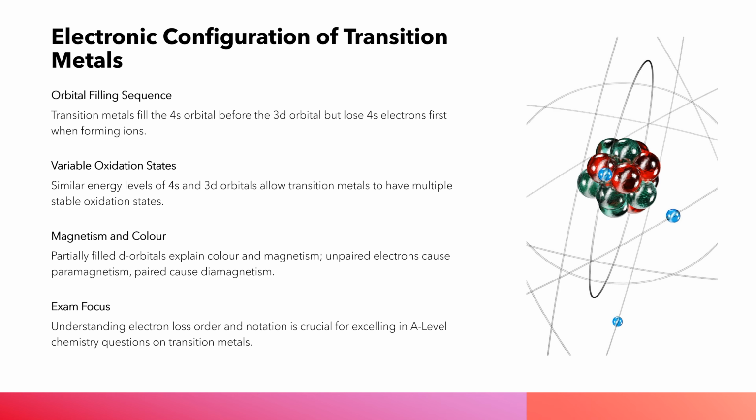This behavior explains why transition metals can exhibit variable oxidation states, as both the S and D electrons can be involved in bonding. The small energy difference between the 4s and 3d orbitals means that removing different numbers of electrons requires similar amounts of energy, enabling multiple stable oxidation states.